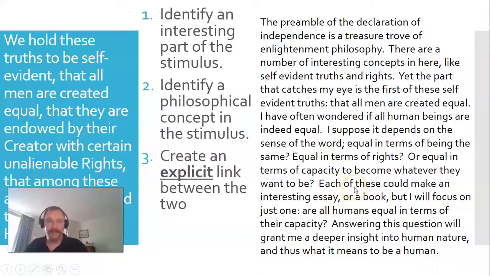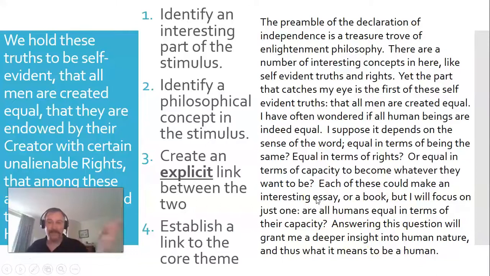Each of these could make an interesting essay or a book, but I will focus on just one. Are all humans equal in terms of their capacity? Now, see, I've wandered away from the original, but because I looked at various ways that this could be looked at and tied it in with rights, now I've made my link to the stimulus and I am free to wander away from it a bit. Yeah? So, answering this question will grant me a deeper insight into human nature and thus what it means to be human. Link to the core theme.